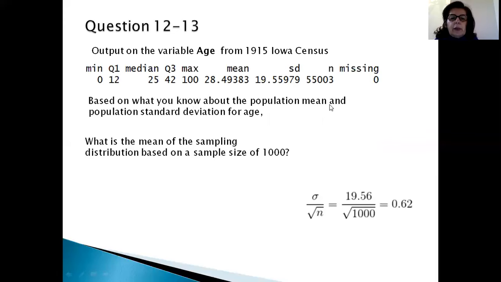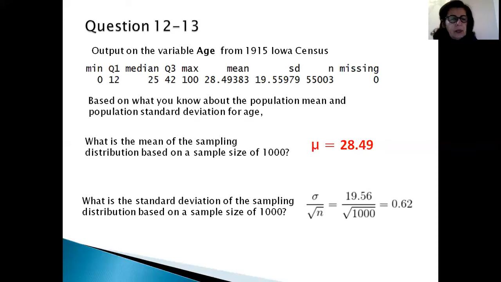Based on what we know about the population mean and population standard deviation for age, what is the mean of the sampling distribution based on a sample size of 1,000? It is 2849 for the reasons we explained on the previous questions. Standard deviation, we have to recalculate because our sample size changed. 1956 divided by the square root of the sample size, 1,000, gives us 0.62.